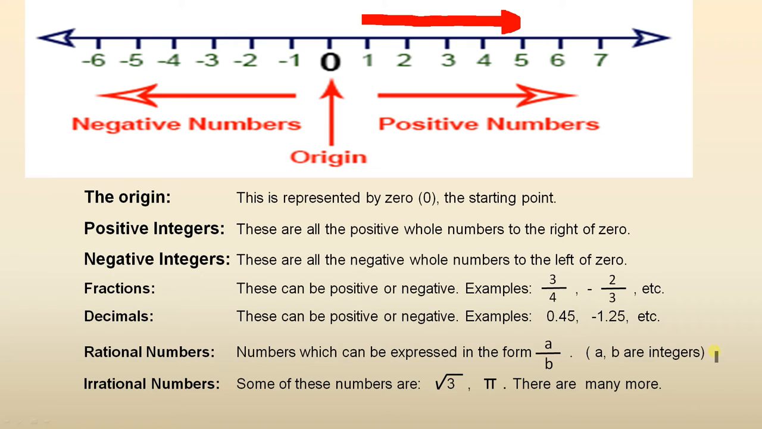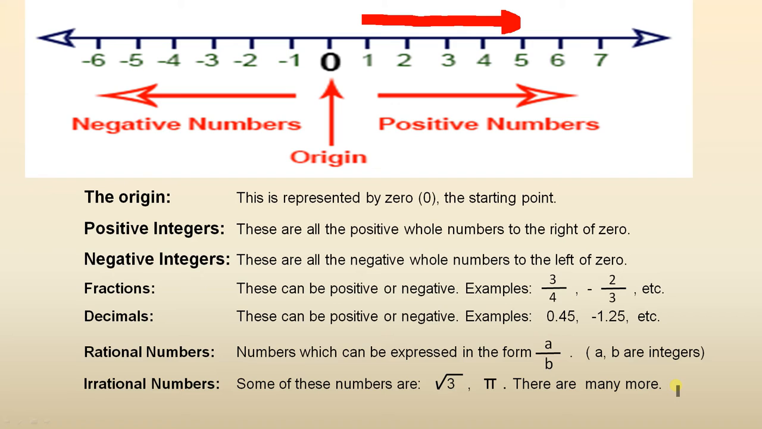Now here's a very important concept which I have mentioned in earlier videos: rational numbers. These are numbers which can be expressed in the form a over b, where a and b are integers. So there are many rational numbers on the number line. In fact, an infinite number. But these are the numbers which have an exact value because they can be expressed in the form a over b, where a and b are integers or whole numbers.